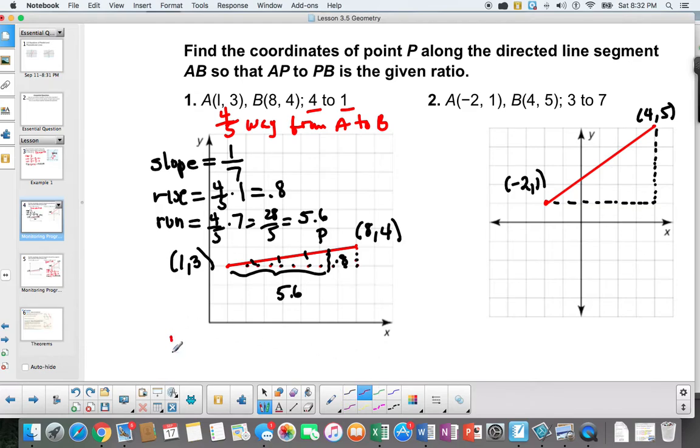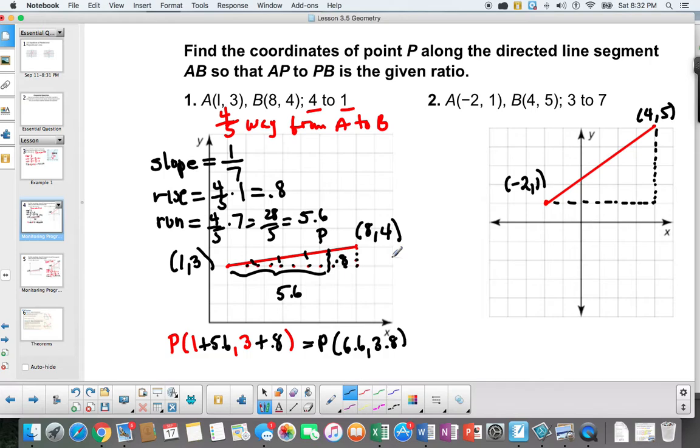So here's P. Remember, I'm starting here at the point 1, 3, and my run will be to add 5.6. You can see right here, I want to go over 5.6, and I want to go up 0.8. So my P will be 6.6, comma 3.8. Those are the coordinates for point P.